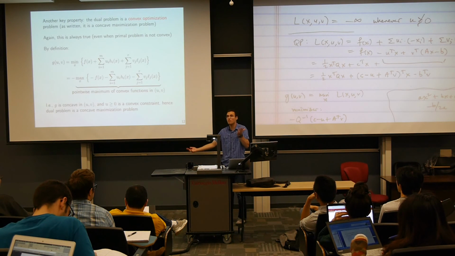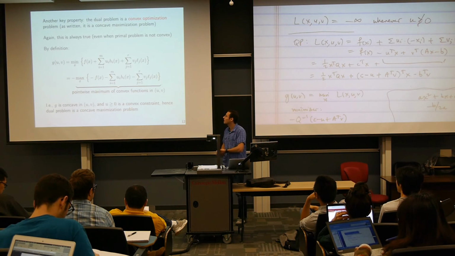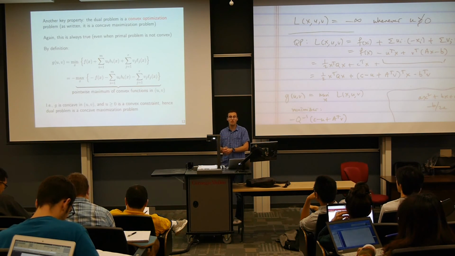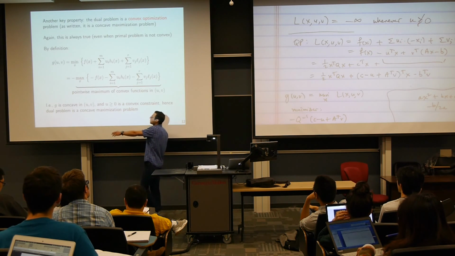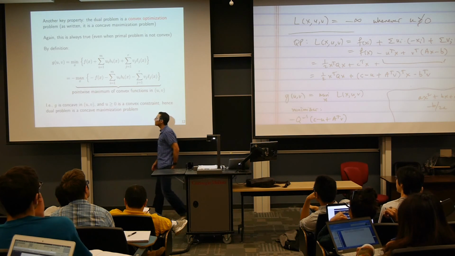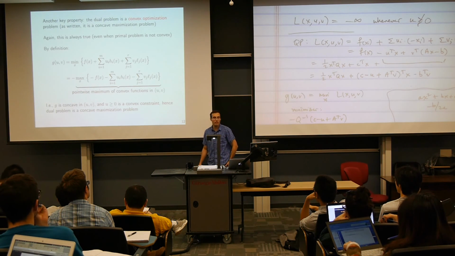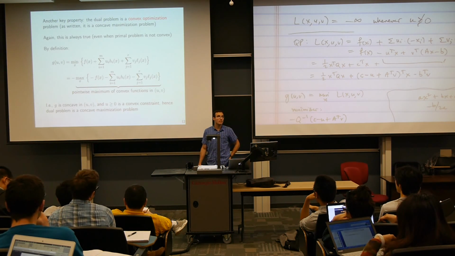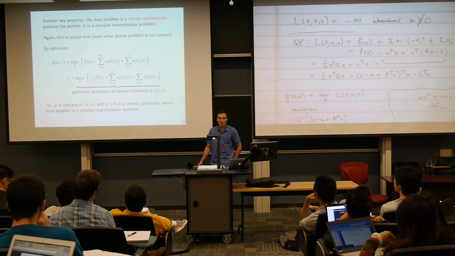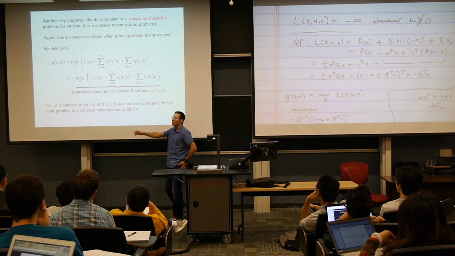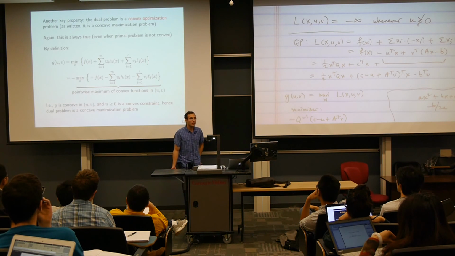It just comes from the property that we learned at the start of the class. Pointwise maximum of convex functions is always convex. So in other words, the dual function is always concave in its arguments, and u bigger than or equal to 0 is a convex constraint. Therefore, the dual problem is always a concave maximization problem. Or in other words, we'd call it a convex optimization problem.